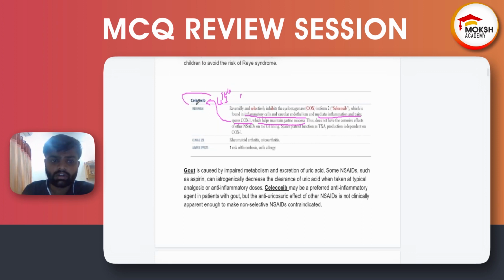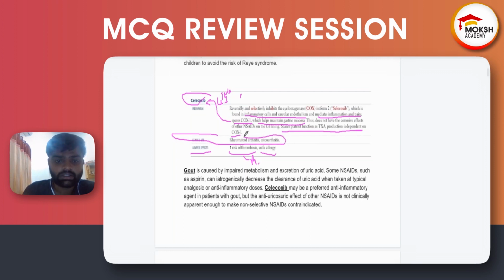We can give celecoxib. But remember, there is a more adverse effect. It increases the risk of thrombosis, causing MI and stroke, and it also has sulfur allergy. It also spares the platelet function via TXA2 production, and that is dependent on COX-1. It's clinically used in rheumatoid arthritis and osteoarthritis. Okay.